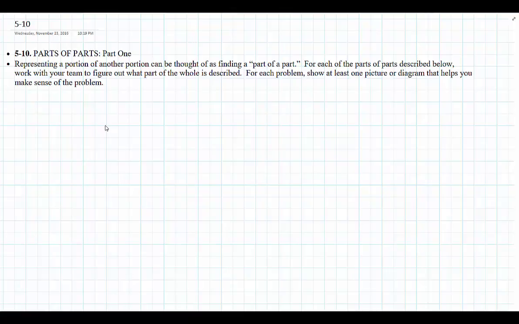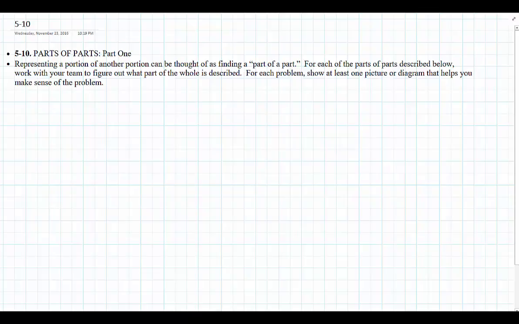Okay, 5-10, representing a portion, representing parts of parts. So we're going to be representing a portion of another portion, or part of a part. And that can be thought of as finding a part of a part. We've talked about that a lot when I was there last week.